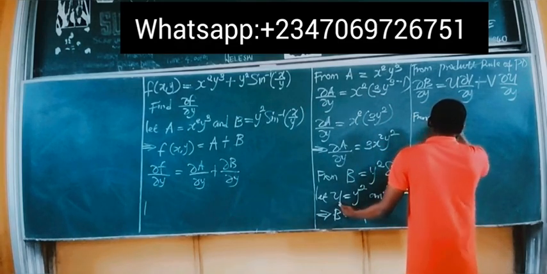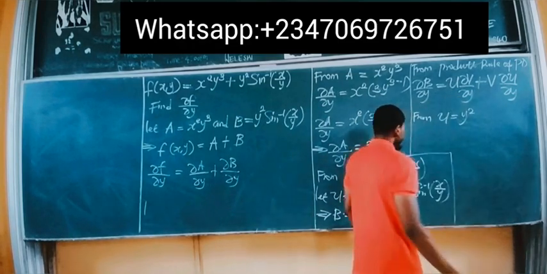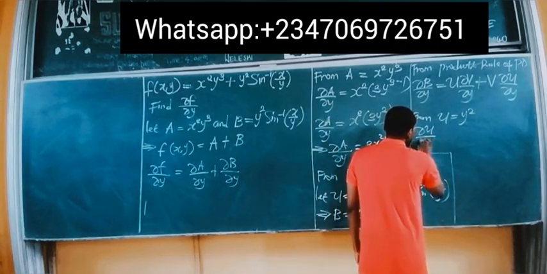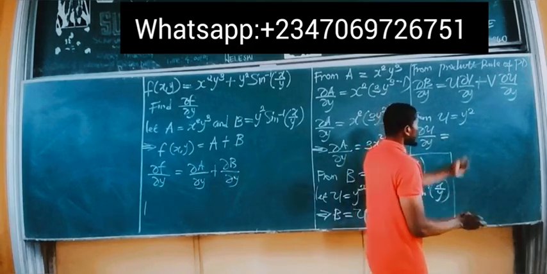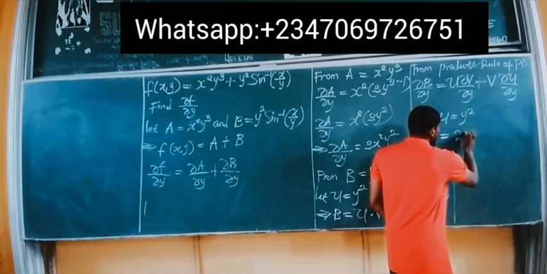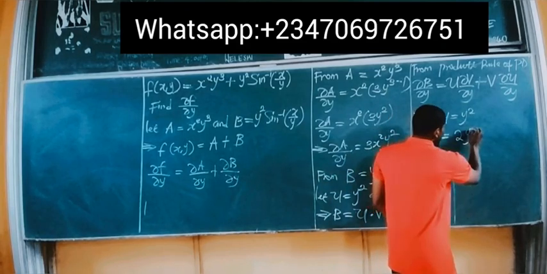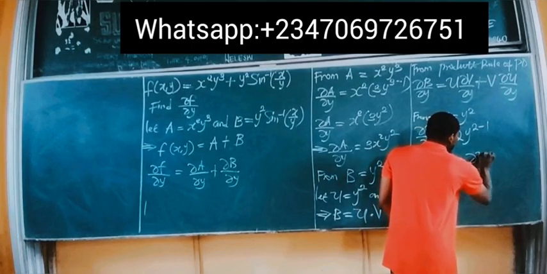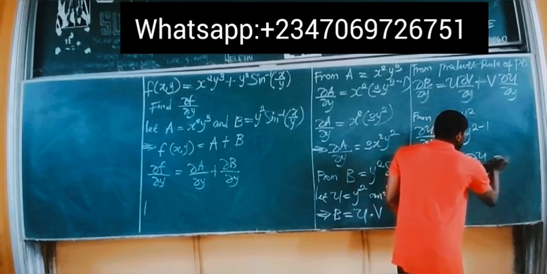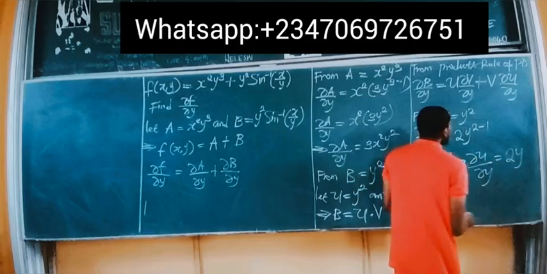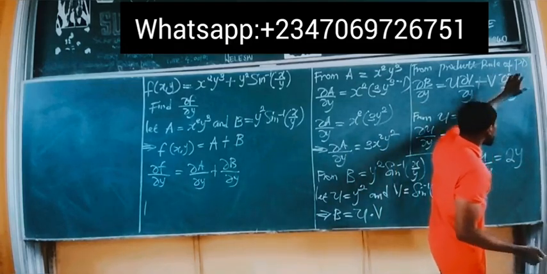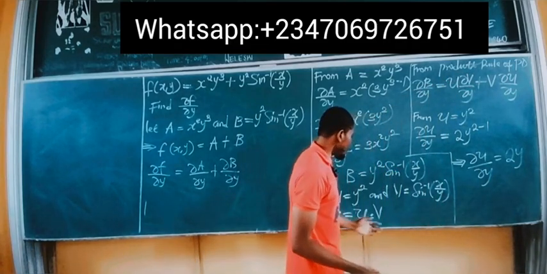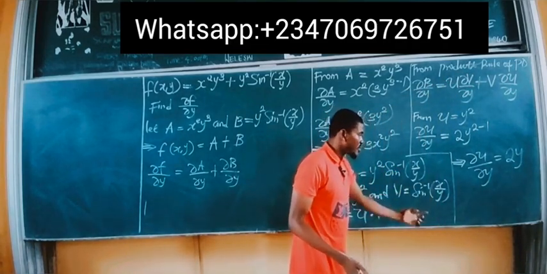Now, from u equals y squared, if I differentiate u partially with respect to y, you use the power 2 to multiply the function y, then you subtract 1 from the power, so it becomes 2y. So this implies that the partial derivative of u with respect to y is actually 2y. All right, so we've gotten this part, partial u partial y. Now we need to obtain partial v partial y from v equals sine inverse of x over y.